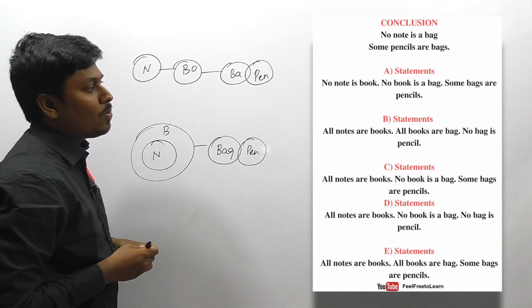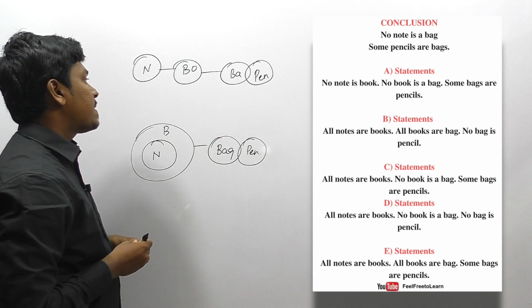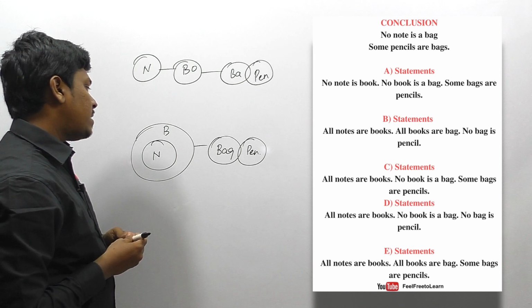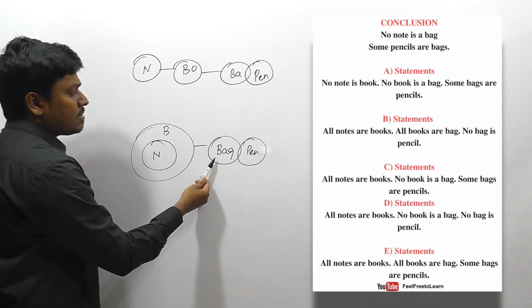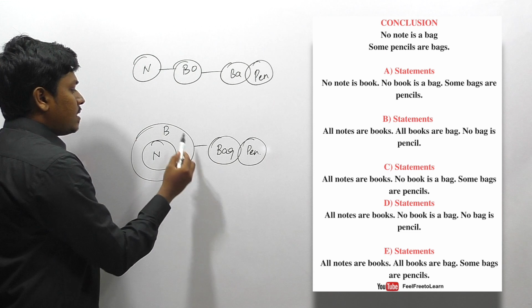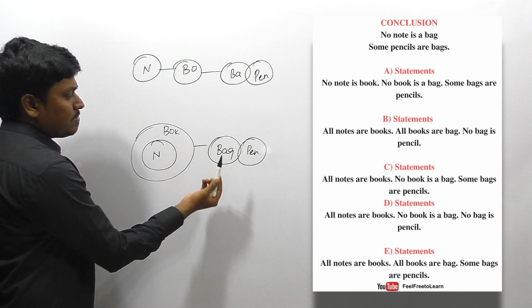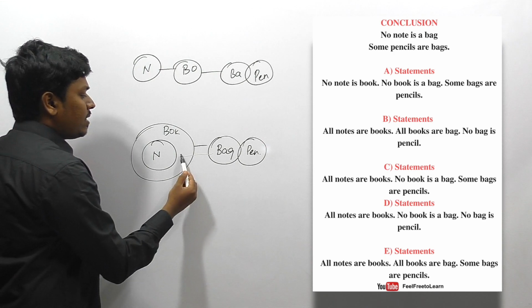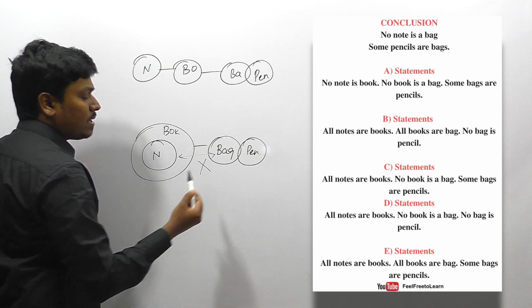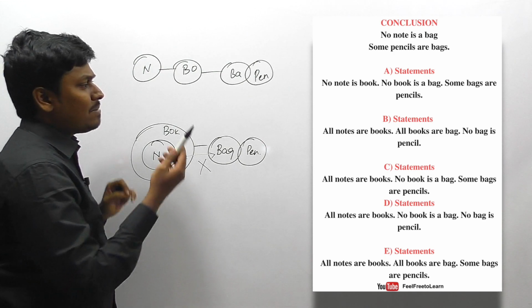And conclusion number 1 is no note is bag. So there should not be any link between note and bag, and that is definitely correct in statement number 3. Why? Because all notes are book and no book is bag. So we can definitely say that there will not be any link between note and bag. So I think statement number 3 follows.